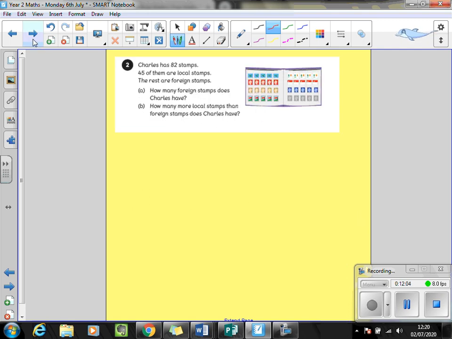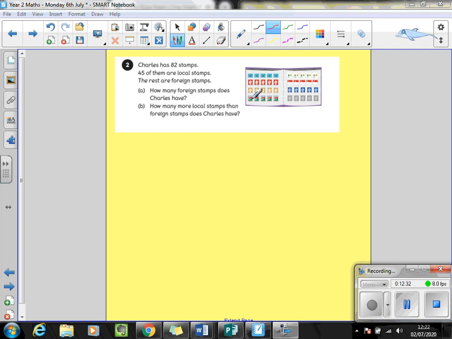Question 2. Charles has 82 stamps. 45 of them are local stamps. The rest are foreign stamps. So question A, first of all, how many foreign stamps does Charles have? Are you going to use addition or subtraction? And question B, how many more local stamps than foreign stamps does Charles have? Pause the video and see if you can solve this problem.